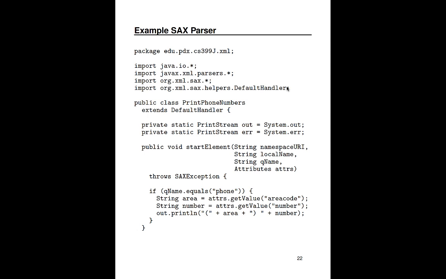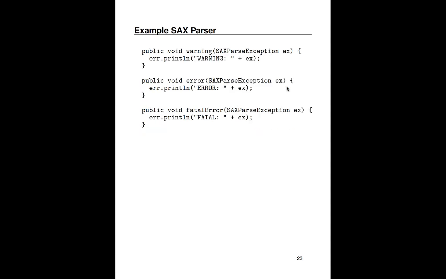Our implementation of startElement simply determines whether or not the element that has been started is a phone, and if so, it uses the methods of the attributes object to obtain the area code and phone number attributes of the XML element being parsed, and then it prints out those values. Our printPhoneNumbers class also overrides the error handler methods. So if a warning, error, or fatal error occurs, it simply prints it out. Probably not what you'd want to do in real code, but this is good enough for an example.